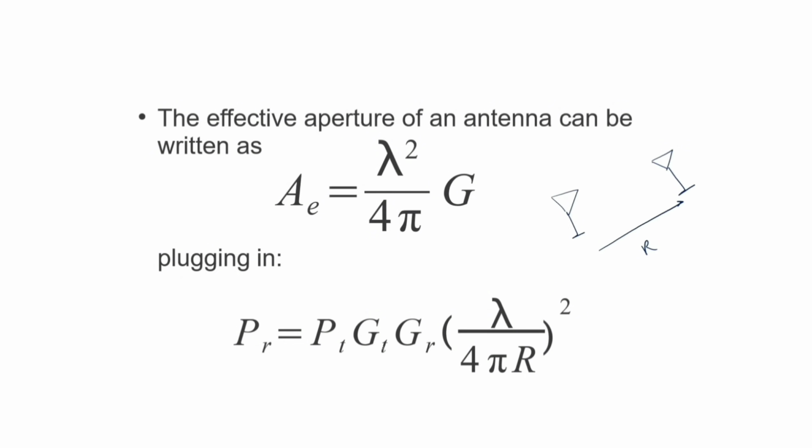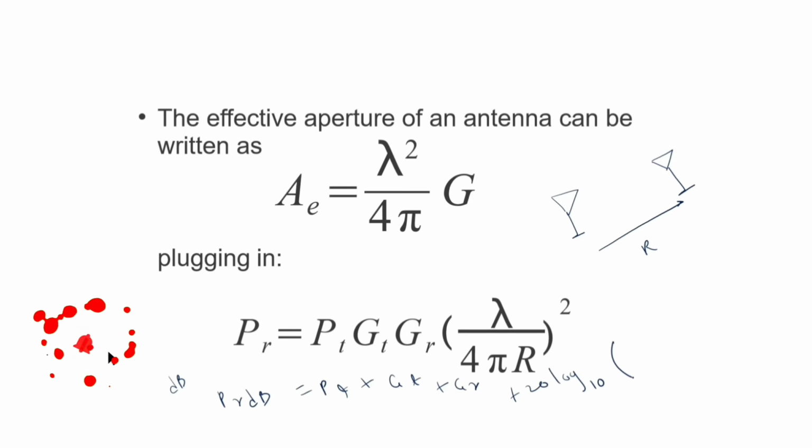We can also write this equation in dB. So PR in dB is equal to PT plus GT plus GR plus 20 log base 10 of lambda divided by 4 pi R.